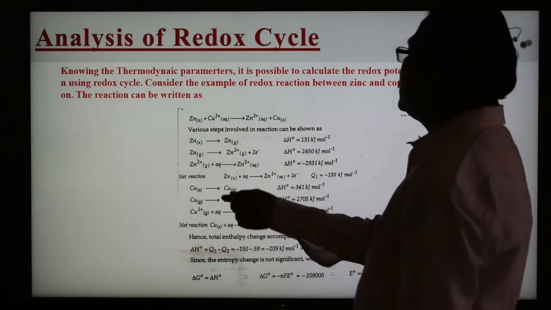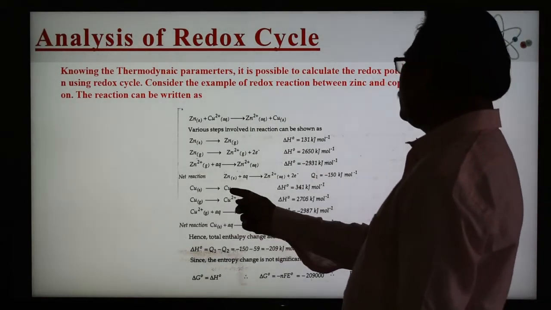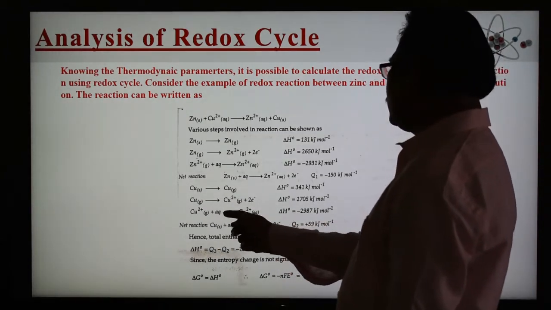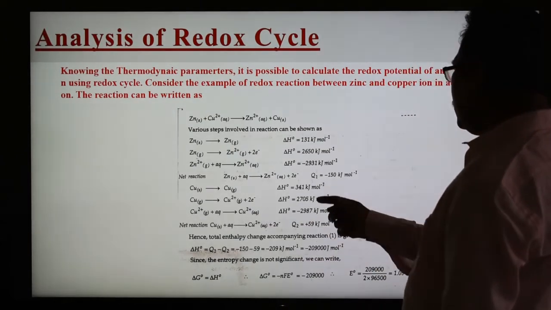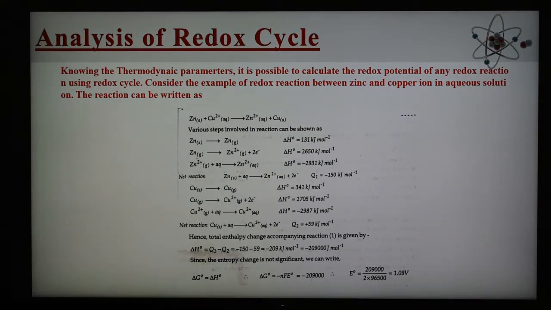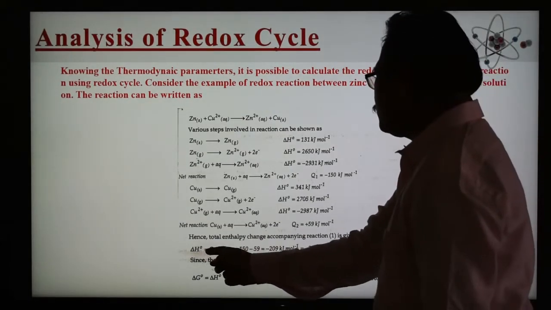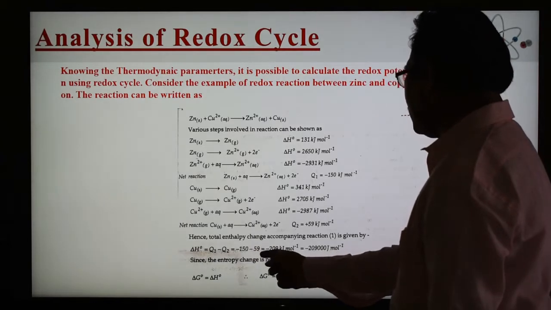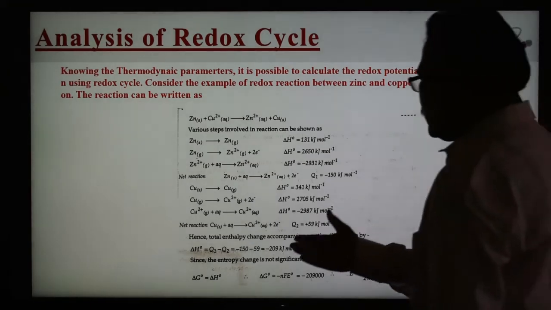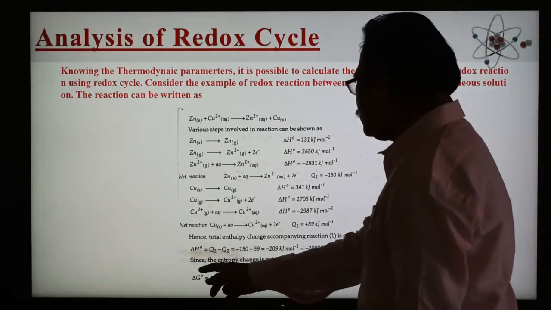Similarly for the second half reaction, solid copper is converted to gaseous copper, which is converted to Cu2 plus ion by the loss of 2 electrons. Here again it undergoes aquation, forming aquated Cu2 plus. These are the energies, and the net reaction, and for this case Q2 is plus 0.9 kJ per mole. Therefore the total energy change during the reaction is given by delta H0 equals Q1 minus Q2, equals minus 150 minus 59, equals minus 209 kilojoule per mole, or we can write it in joules per mole in this way. Since the entropy change is not significant, delta G0 equals delta H0.